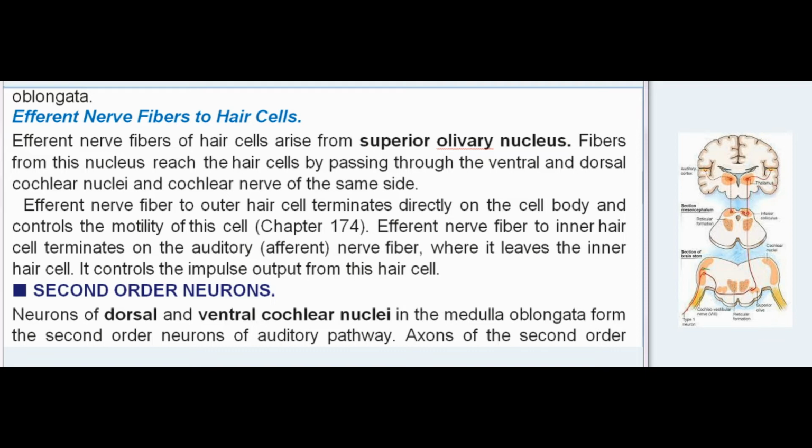Efferent nerve fiber to inner hair cell terminates on the auditory, afferent, nerve fiber, where it leaves the inner hair cell. It controls the impulse output from this hair cell.